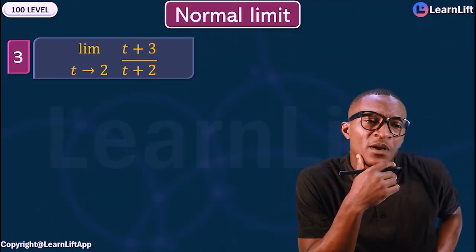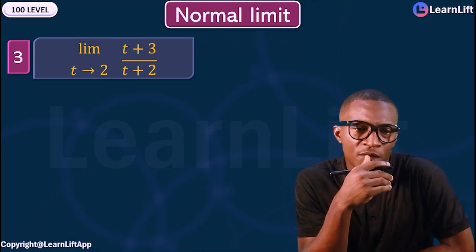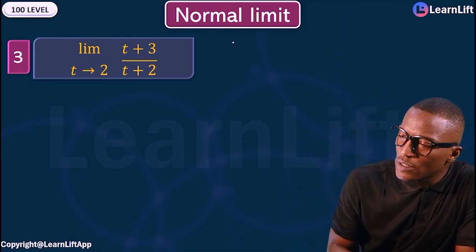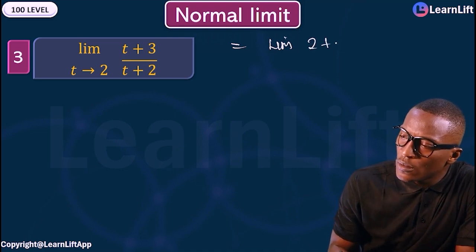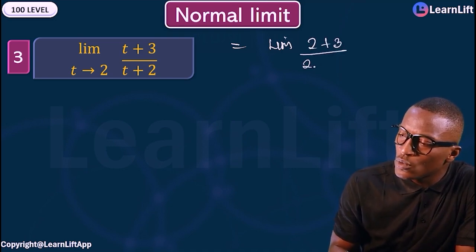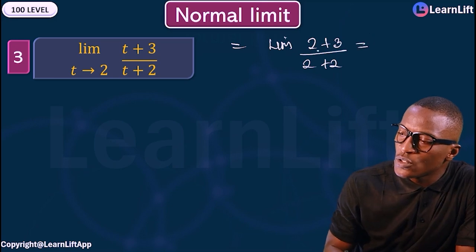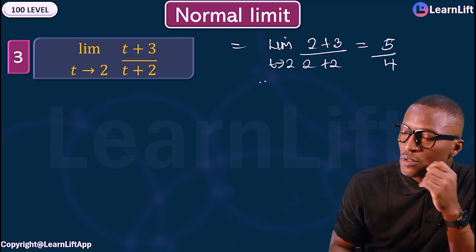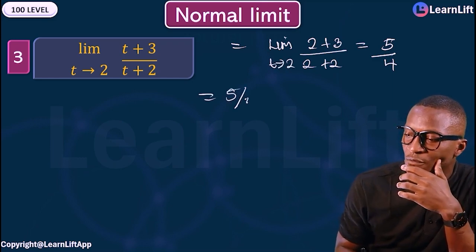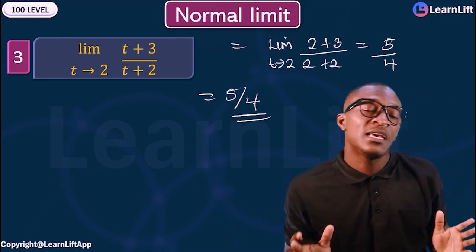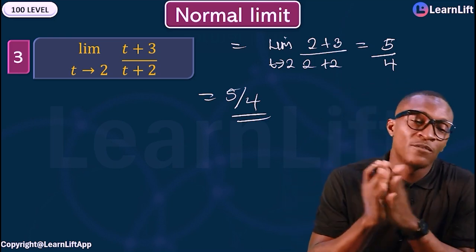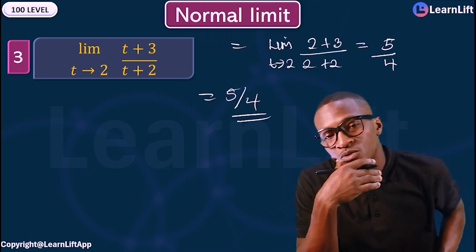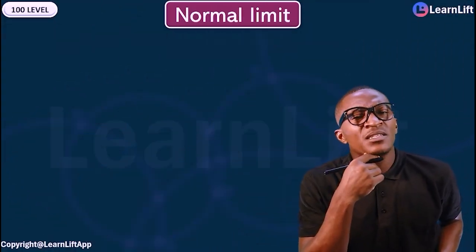Now, we're given the limit of t plus 3 all over t plus 2. This now becomes the limit of 2 plus 3 all over 2 plus 2. What's 2 plus 3? That becomes 5 all over 4. Don't forget, as t approaches 2. So the answer is 5 over 4. We said only two things that you must avoid: anything over 0, and a negative in the square root. So this is okay.